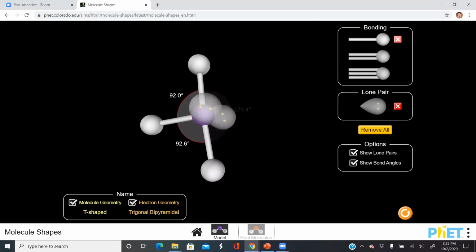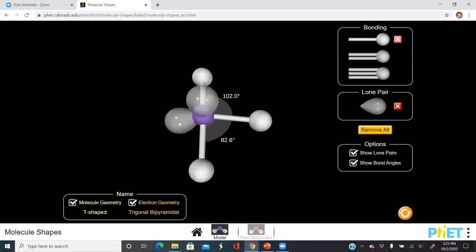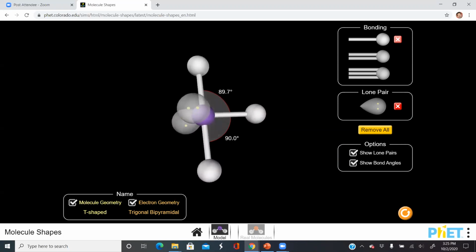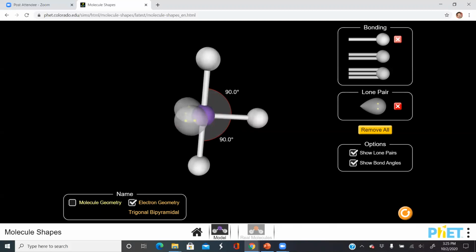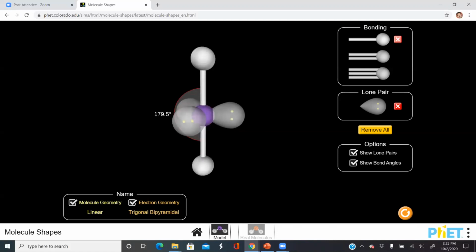If I remove another bond and add another lone pair, it also goes into that equatorial position. It's hard for me to pull that, but what I'm seeing is I get that T-shaped that I was talking about earlier for the molecular geometry. If I remove one more and add the lone pair, there I get my linear, and now it's 180. There is no distortion there.